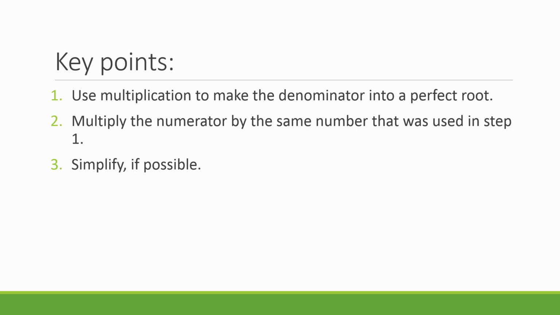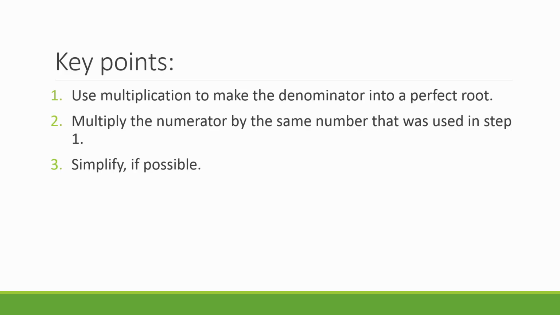The key to this is to make your denominator into a perfect root, either a perfect square or a perfect cube, or whatever, a perfect fourth root, and you do that so that you can simplify that, because the square root of 25 would simplify to be 5. The cube root of 27 would simplify to be 3. So we want to make that denominator into a perfect root.